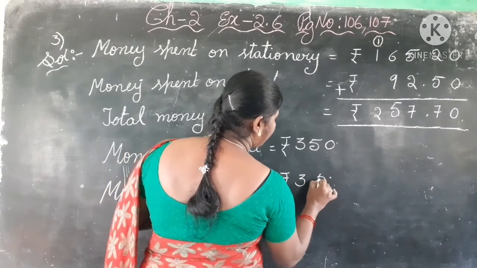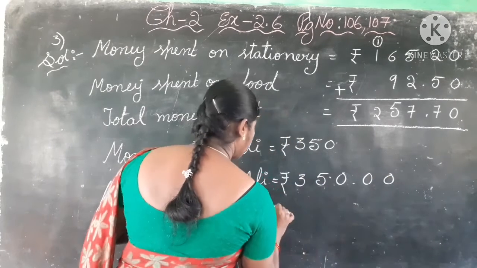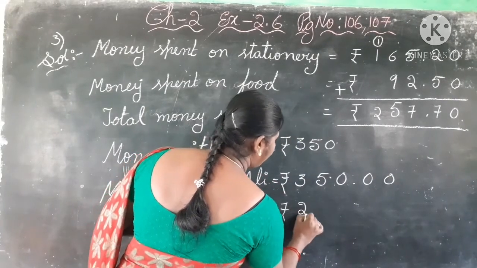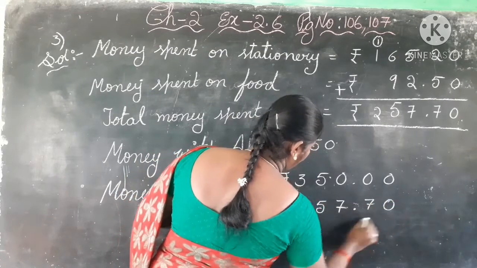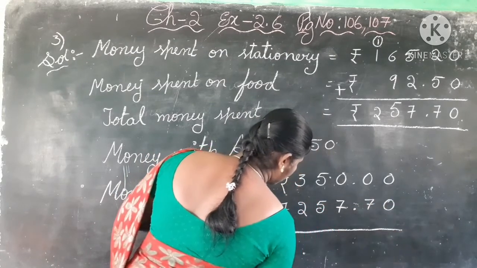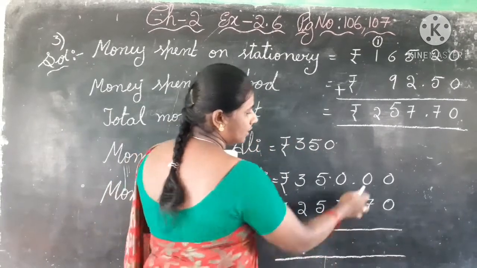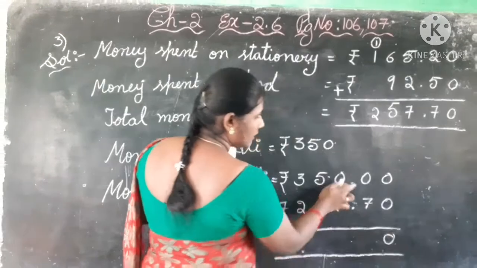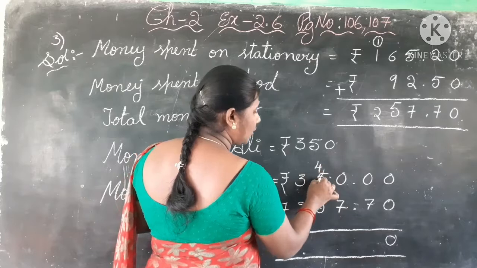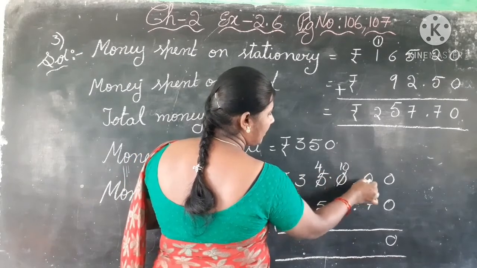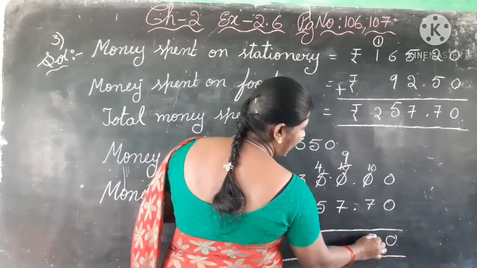So 350, here point not given, so take 2 zeros. Is equal to rupees 257.70. Now do the subtraction. Here put minus and do 0 minus 0, 0. Here 0, 7 not possible, take borrow. So here also 0, from here to here it is 4. Here to here it is 10. Again here to here it is 10. Here 9. So 10 minus 7, 3.